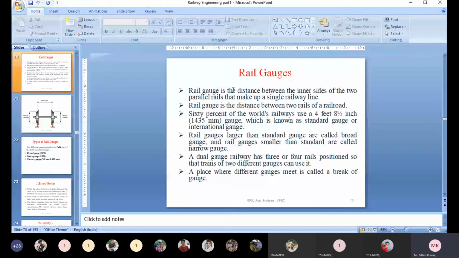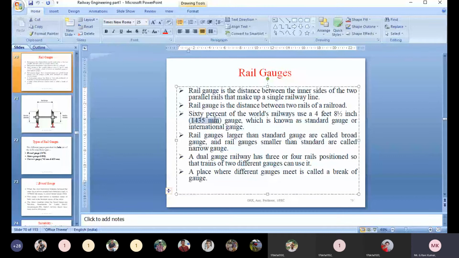In India we are not using this gauge, because in India we are using broad gauge and meter gauge. Understand? In India we are not using any standard gauge or international gauge. This is the value we need to remember. This is the most important value. If you take competitive exams, most of the time this question has been asked, either for TSPSC or APPSC or some state or central competitive exams. This is the most important question.